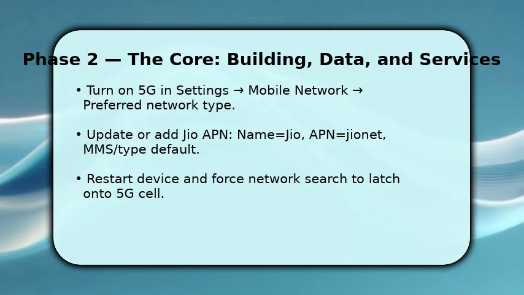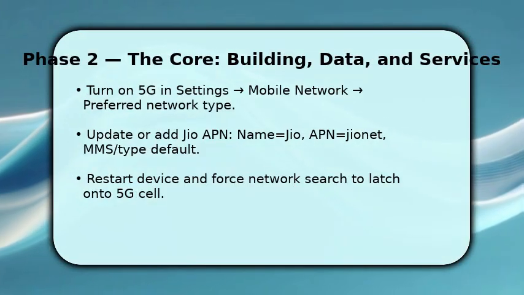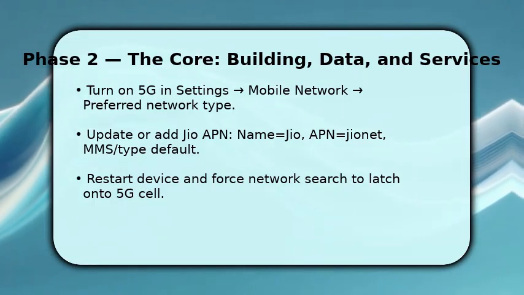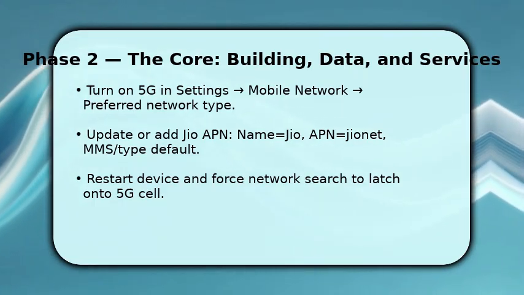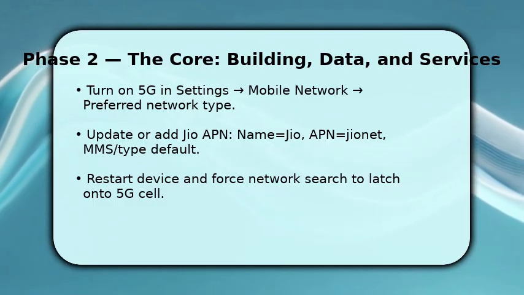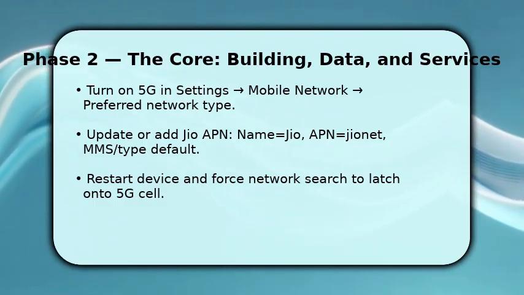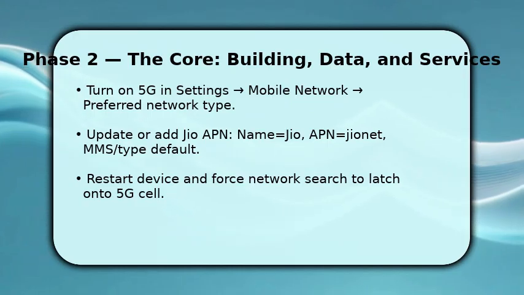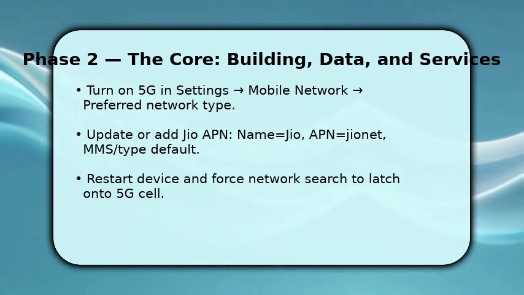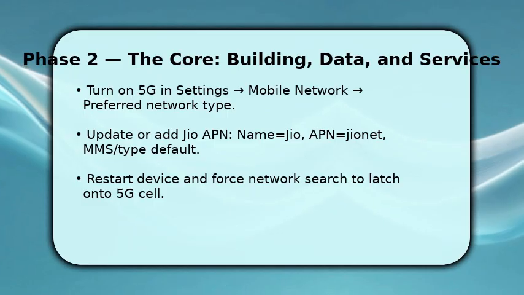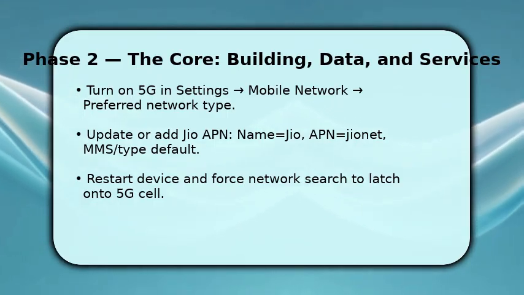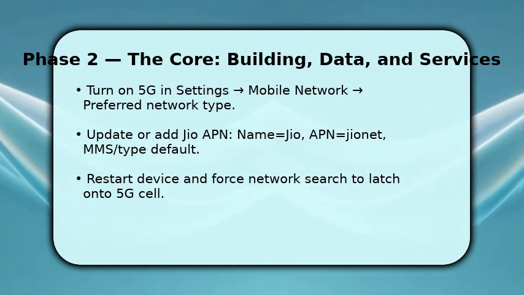You now enable and configure the network settings. In your phone's mobile network settings, choose the 5G preferred profile so the device will attach to 5G when available. This prioritizes speed. Next, verify or create the Jio APN. Use APN equals Jionet and default protocol. This ensures data sessions authenticate correctly. After saving, restart the phone and perform a manual network search so the radio latches onto a nearby 5G cell. This helps when automatic selection delays.